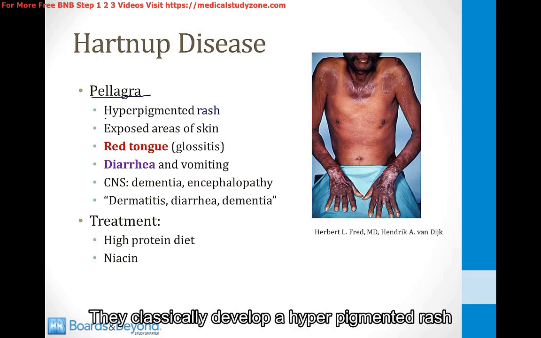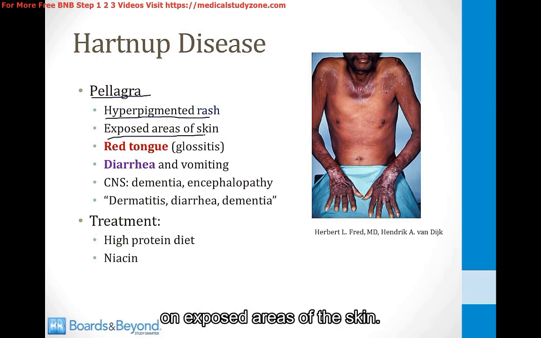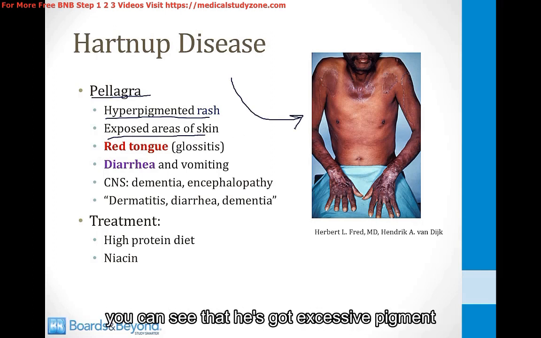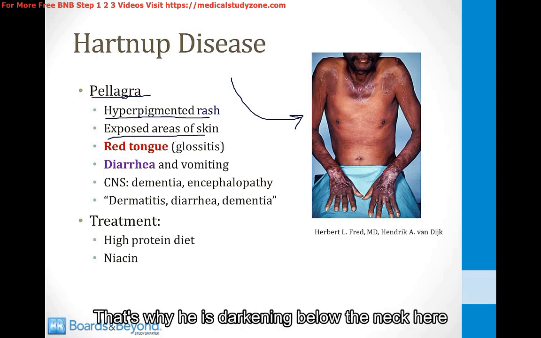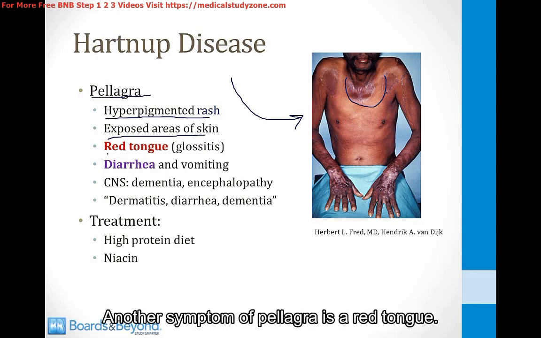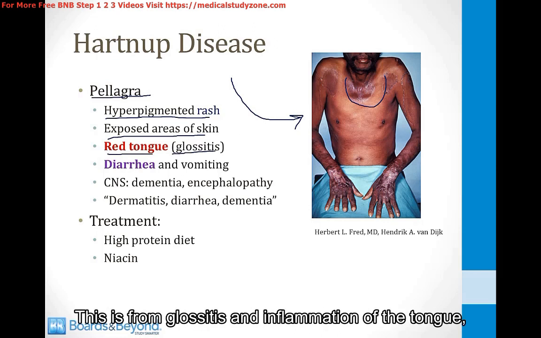They classically develop a hyperpigmented rash on exposed areas of the skin. If you look at this man who has pellagra on the skin here, you can see that he's got excessive pigment and darkening of the skin in the areas that weren't covered by his shirt. That's why he has darkening below the neck here and on his arms. Another symptom of pellagra is a red tongue. This is from glossitis and inflammation of the tongue.